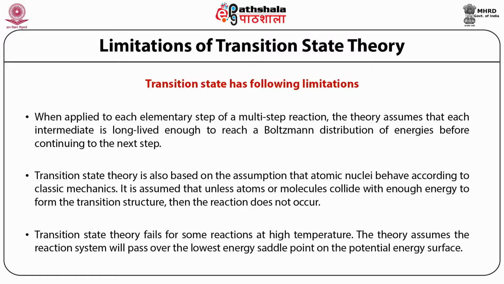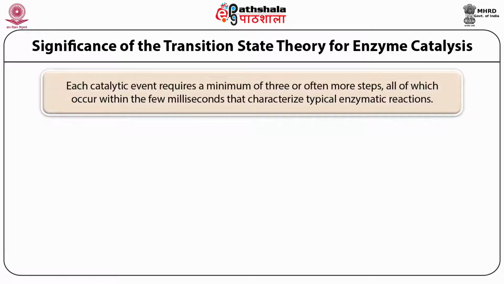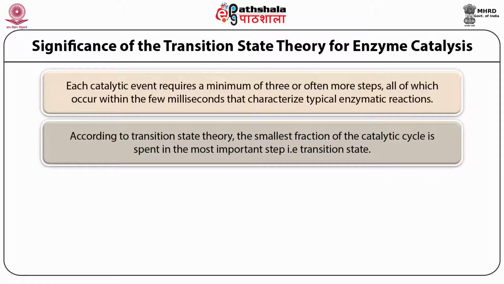After discussing the theory of the transition state and its limitations, let's discuss the significance of transition state theory for enzyme catalysis. Each catalytic event requires a minimum of three or more steps, all of which occur within the few milliseconds that characterize a typical enzymatic reaction. According to transition state theory, the smallest fraction of the catalytic cycle is spent in the most important step, that is, the transition state.